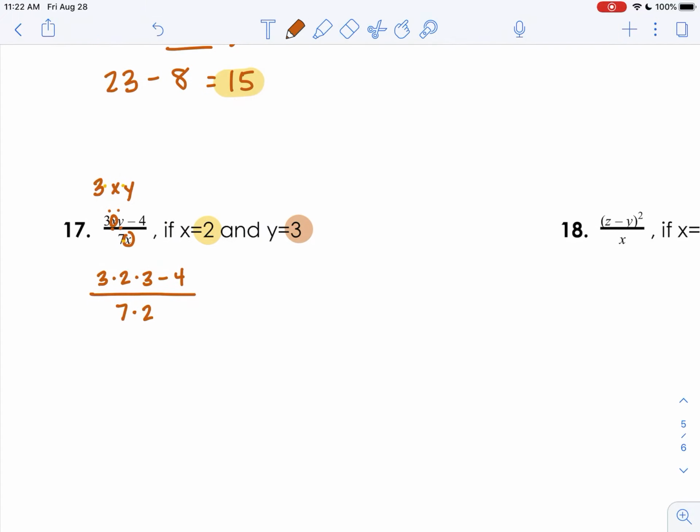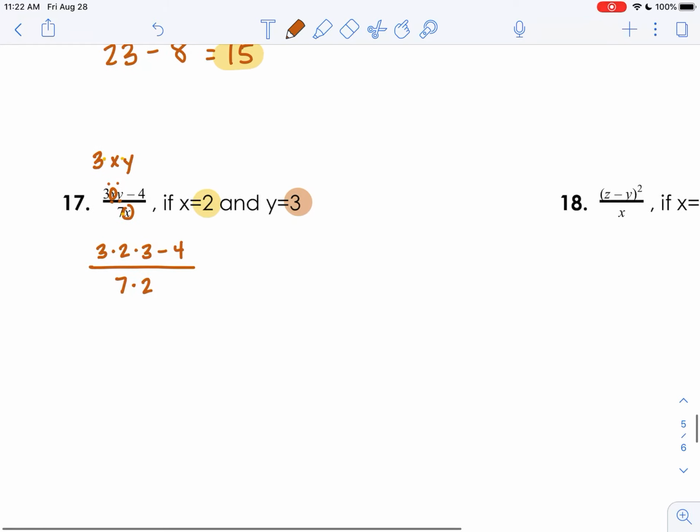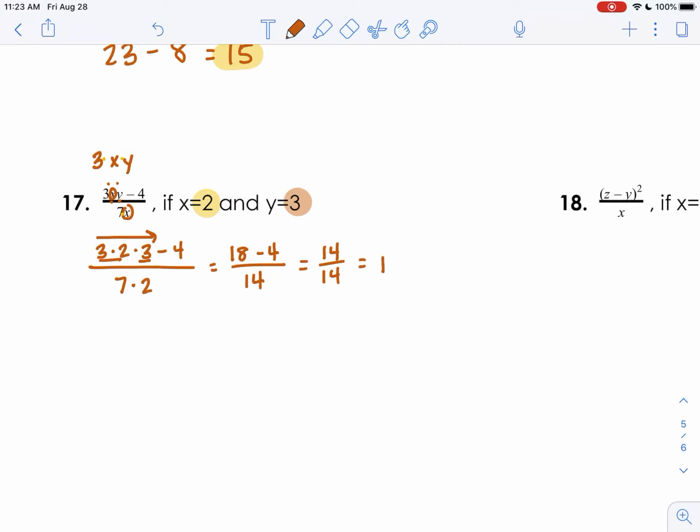Now I'm going to solve the numerator and the denominator separately and then simplify at the end. So if I look at the top, I have 3 times 2 times 3 minus 4. So I'm going to handle the multiplication first, moving from left to right. So I've got 3 times 2, which is 6, and then 6 times 3, which is 18. So I have 18 minus 4 over, and then 7 times 2 is 14. To simplify the top, I'm going to do 18 minus 4, which is 14, over 14. And as we saw before, when I have a number divided by itself, it just equals 1.